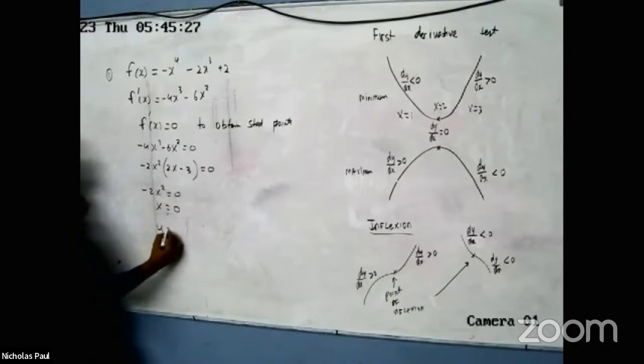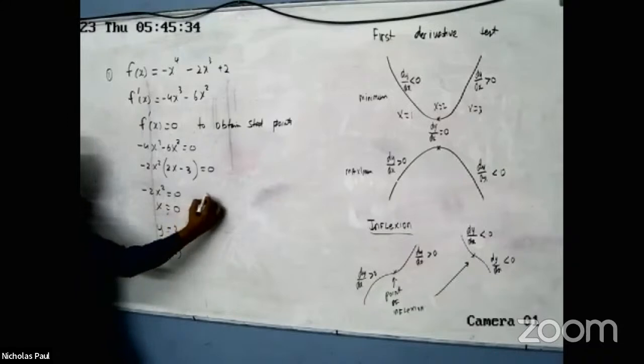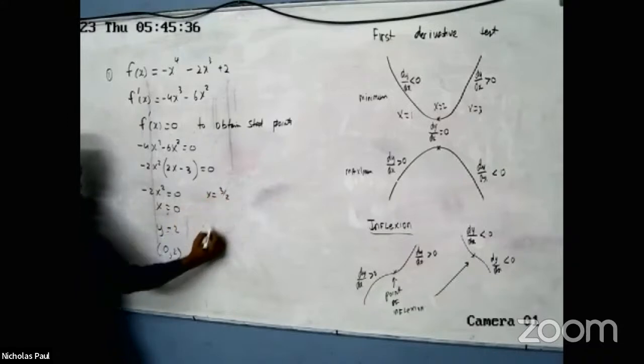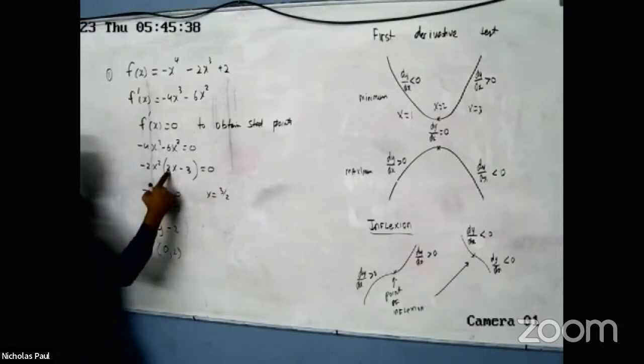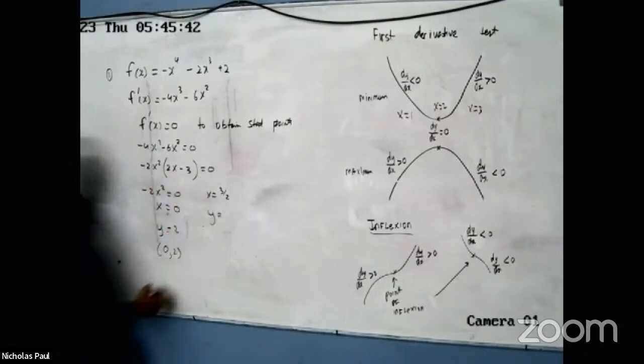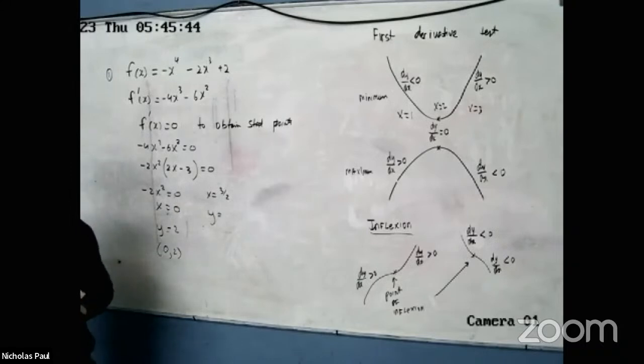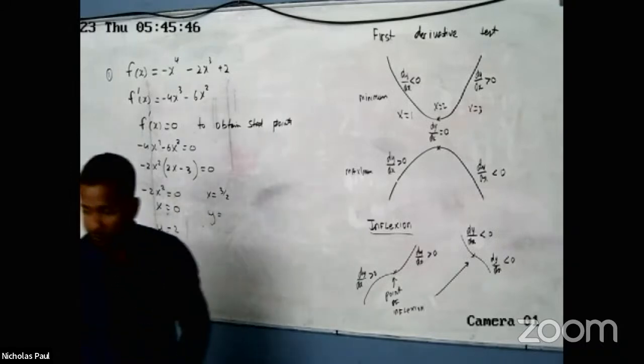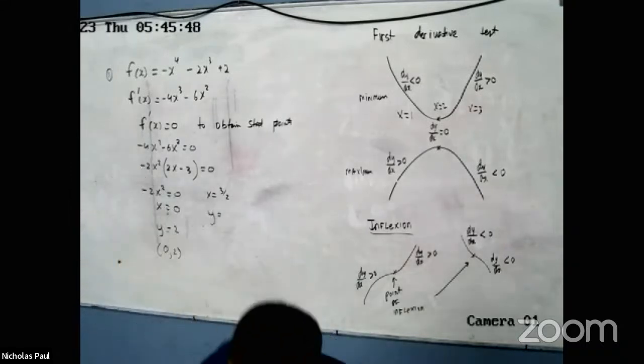So what's y now? y is 2. So the first point here is (0, 2). And then here, x is equal to minus 3/2. Okay, 2x plus 3 is 0, so x is minus 3/2. Tell me what y is, please. What do you get for y?